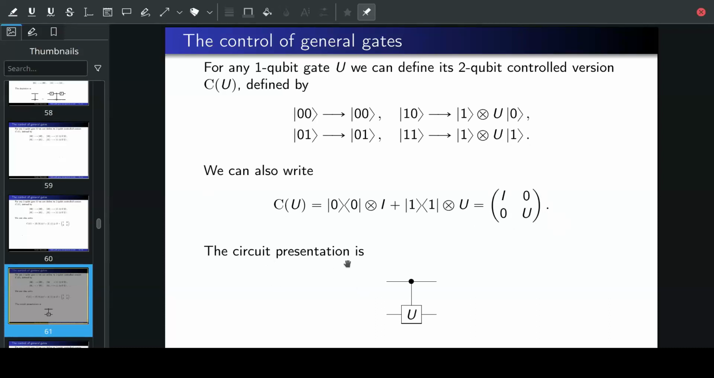And its circuit representation is the following. Similar to the controlled operation, we draw this as the control qubit and this as the target qubit, and we put this U action here. And it's actually not hard to see that the CNOT operation that we talked about before is actually the controlled version of X.